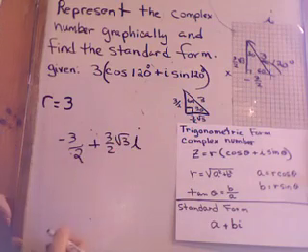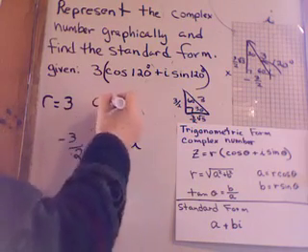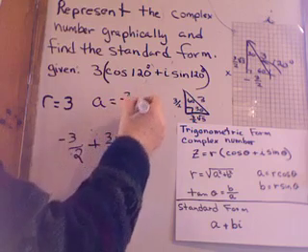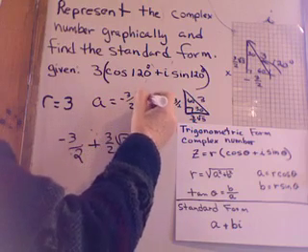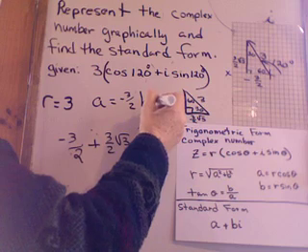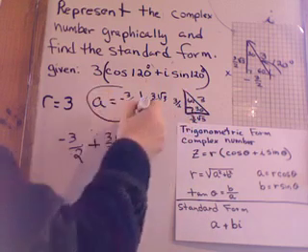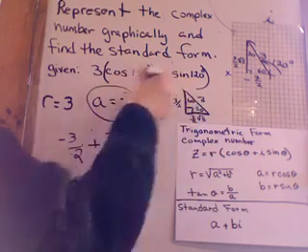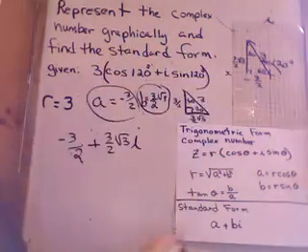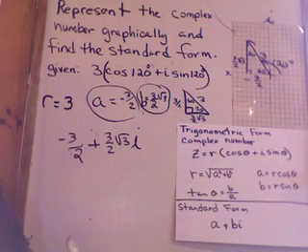i. Because my a is negative 3 halves, and my b is equal to 3 halves root 3. So those values become very important when you're writing standard form a plus bi. The a is always on the x-axis, the b is on the imaginary axis.